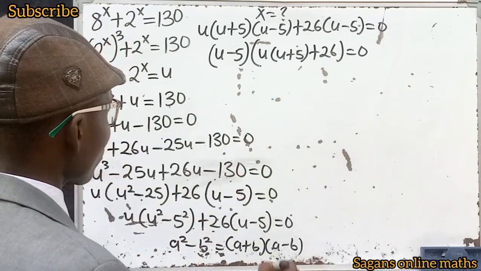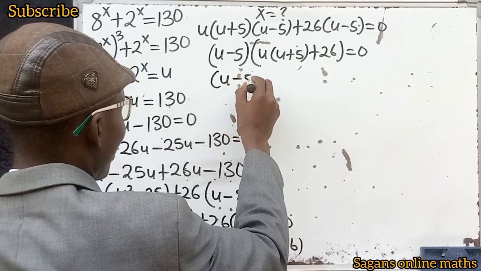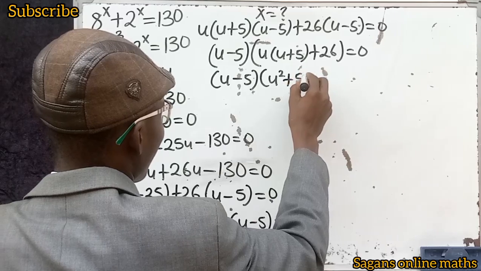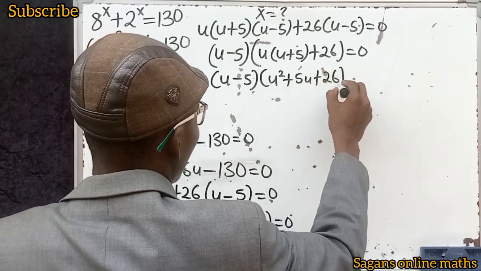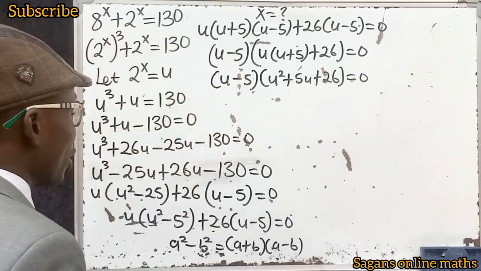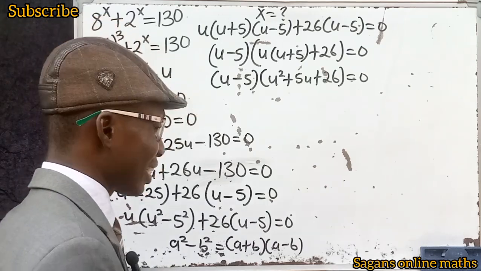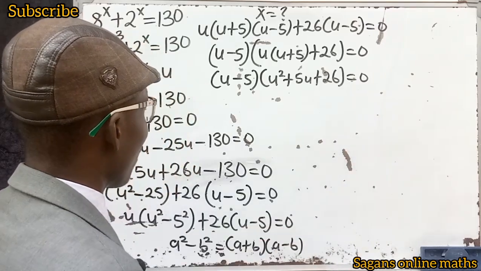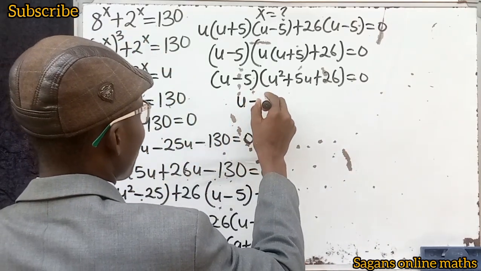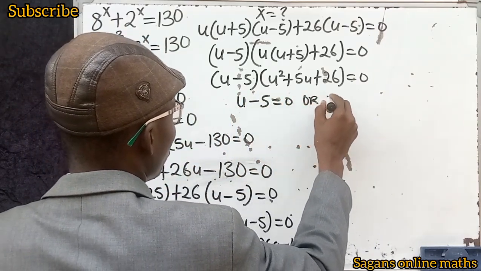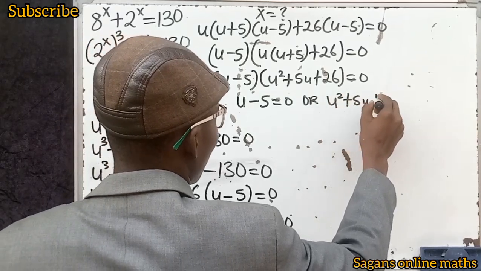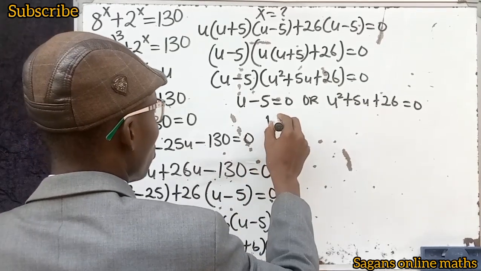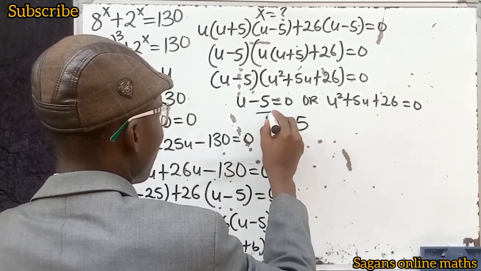Now this becomes u minus 5, then u times u gives u square, u times 5 gives plus 5u, plus 26. All this equals 0. Remember, when the product of two terms equals 0, each of the parentheses is equal to 0. Now consider u minus 5 equals 0, or u square plus 5u plus 26 equals 0. From here, if you add 5 to both sides, u equals 5. This is the value of u.